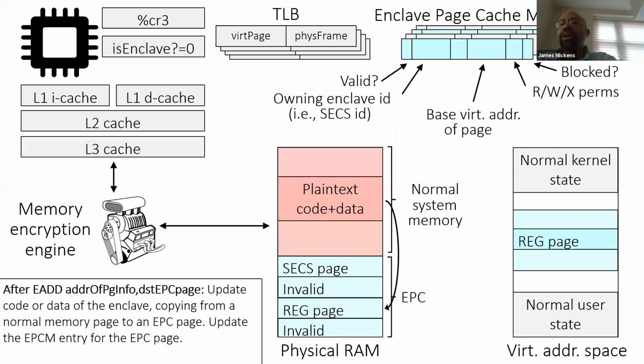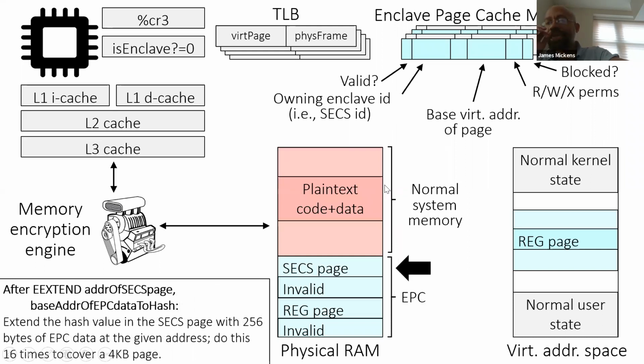Then you're going to do an EADD. By you, I mean the OS. All of the instructions that set up an enclave are privileged instructions that only the kernel can execute. After an EADD happens, what does that do? That takes a page of code or data from normal system memory and copies it into an EPC page. It's called a REG page, a regular page. But this is going to be used to start initializing the code and the data for the enclave.